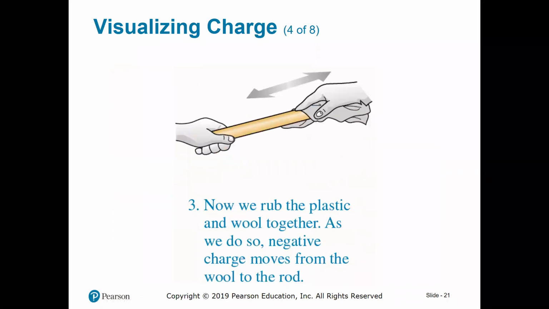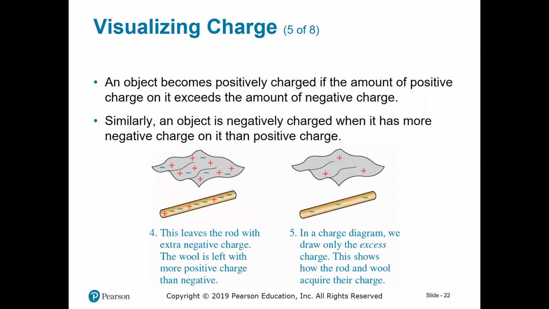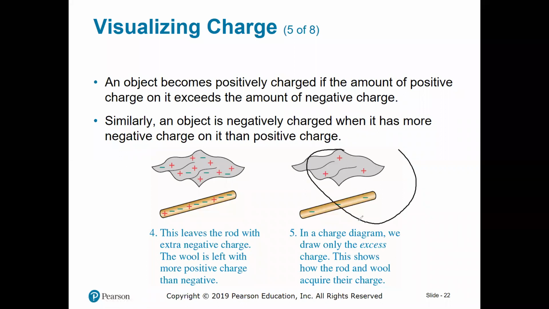So it's going to be charged through rubbing. And now, as we can see right here, the wool is now positively charged, and the rod is now negatively charged.